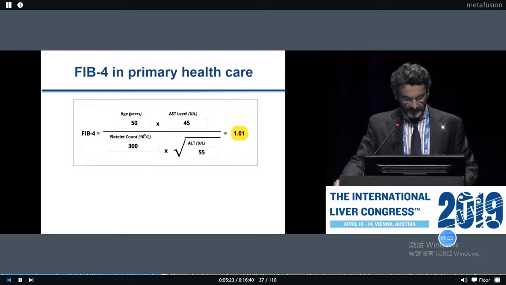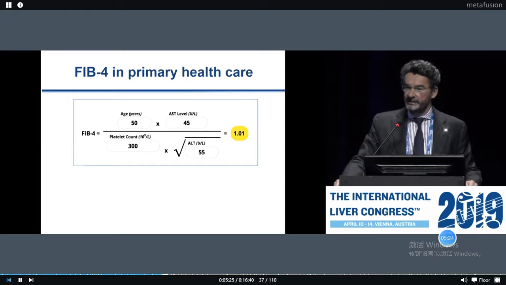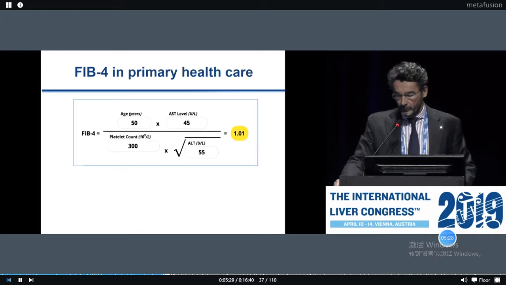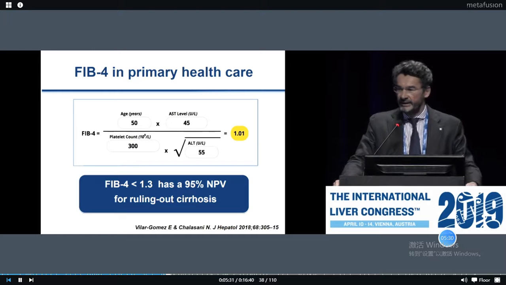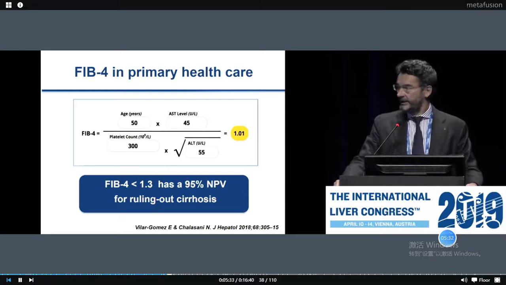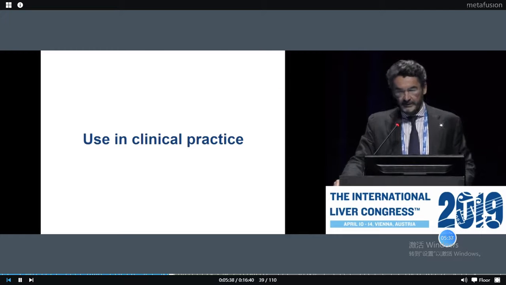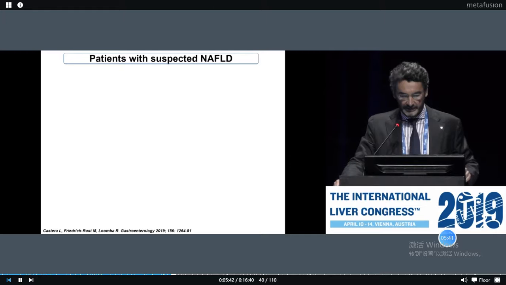So let's say we have a guy of 50 years old with normal platelet count and slightly elevated transaminase. The FIB4 is 1.01, and we know the negative predictive value is very high, 95% for excluding cirrhosis. So how are we going to use this in our clinical practice next Monday when we are back to the clinic?